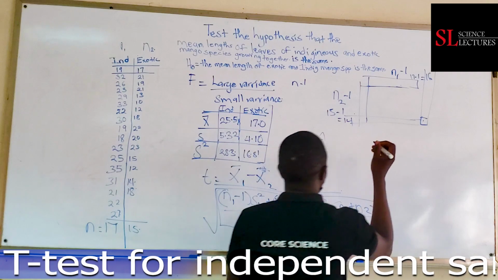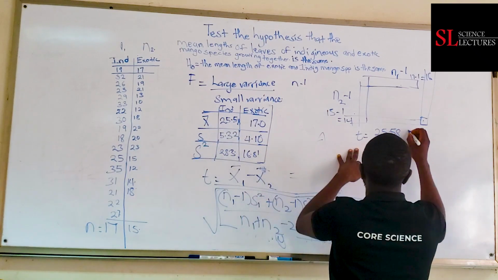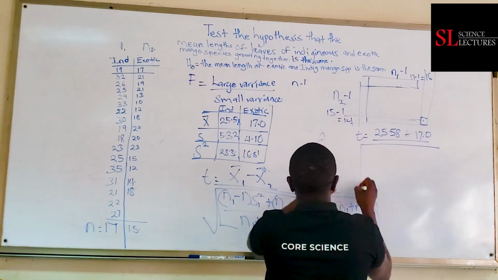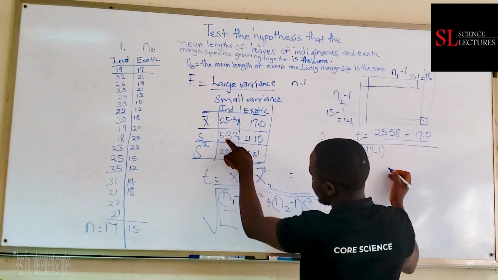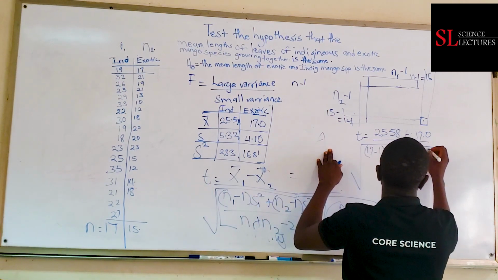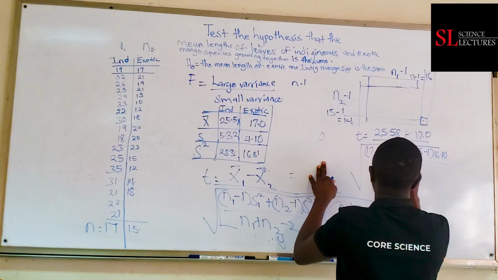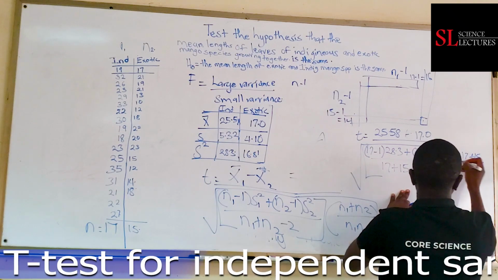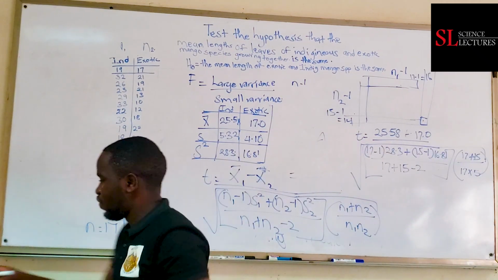If you are to substitute in, it will now be T is equal to what was my mean 1, 25.58, minus 17.0, divided by the square root of what was my n here, 17 minus 1, into what was my standard deviation squared here, 28.3, plus what was my n here, 15 minus 1, the whole of these things, standard deviation squared, I got 16.81, divided by 17 plus 15 minus 2, the whole of this thing multiplied by 17 plus 15 out of 17 times 15. Please don't forget anything, it is very important.